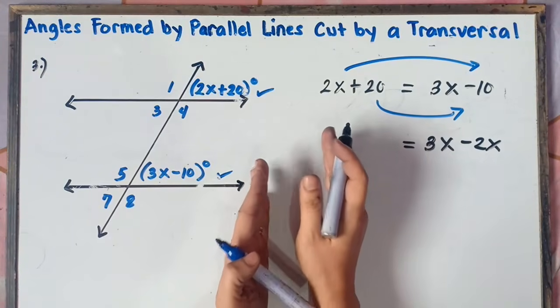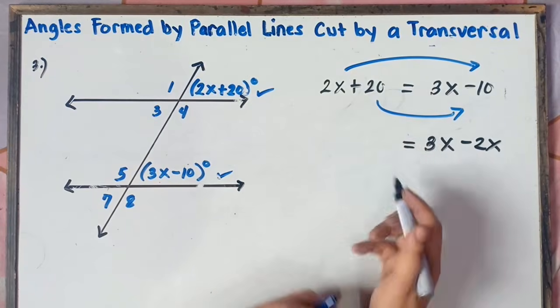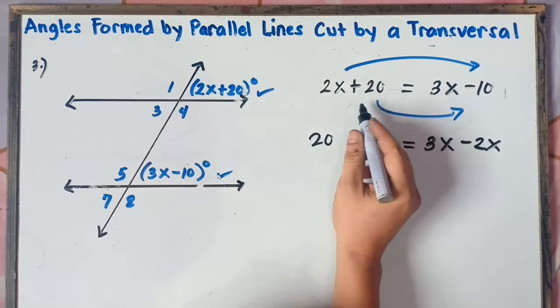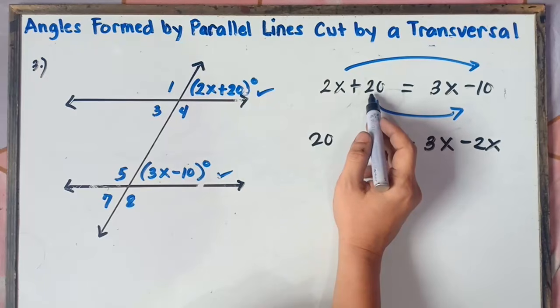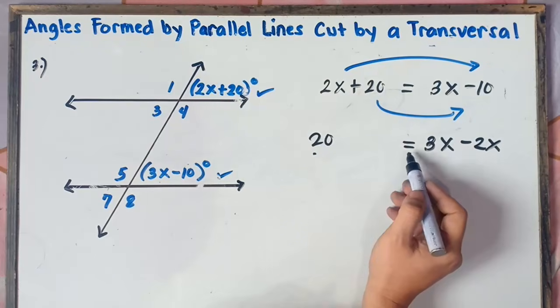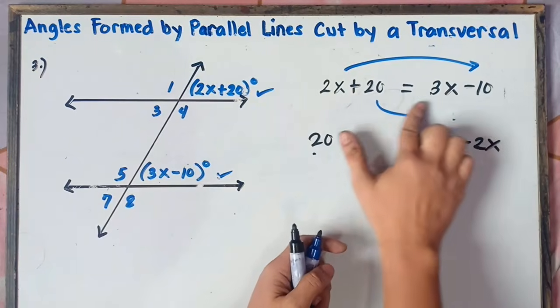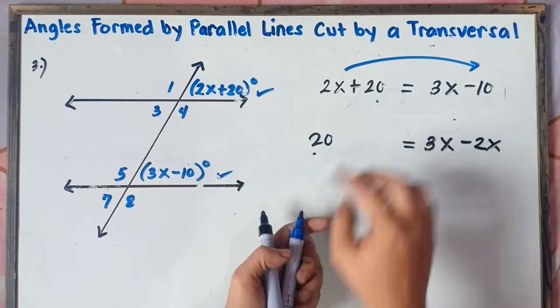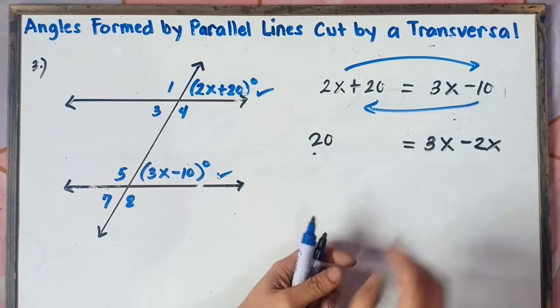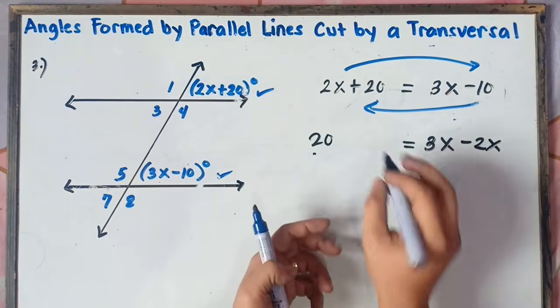And then combine all numbers to the left, that's okay. So copy 20, do not change the sign of positive 20 because 20 is still on the left side of the equal sign. We transpose this one, 10, from right to left. This is negative 10, it will become positive 10.